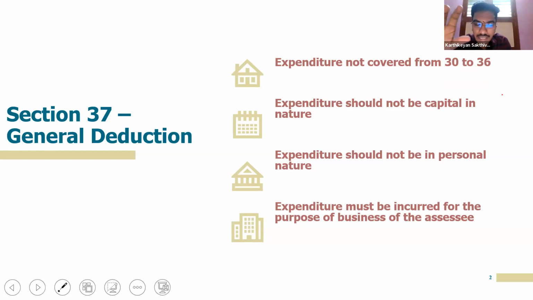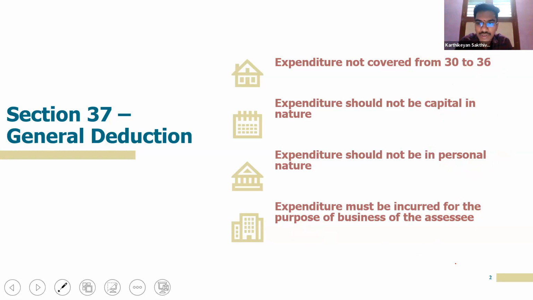So what they did is they just gave the principles which will govern whether an expenditure can be claimed as a deduction or not. That is given in section 37. So section 37 is known as general deduction, right? As per section 37, whatever expenditure is not covered from section 30 to 36, and if the expenditure is not in a capital nature, it is not in personal nature, and it is incurred for the purpose of business or profession of the assessee, then any such expenditure can be claimed as deduction.